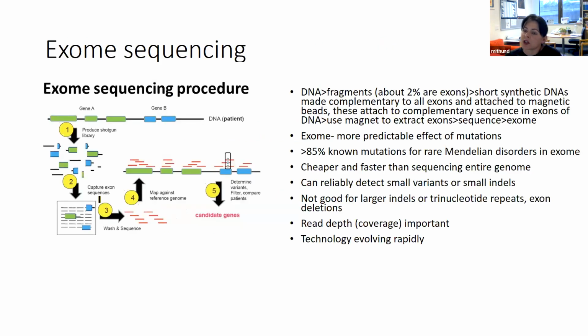We try to reduce cost and to target it into genes. People might do exome sequencing, so you're just looking at those exomes. Remember, with a gene structure, you've got introns and exons. The exons are the coding part of the gene.